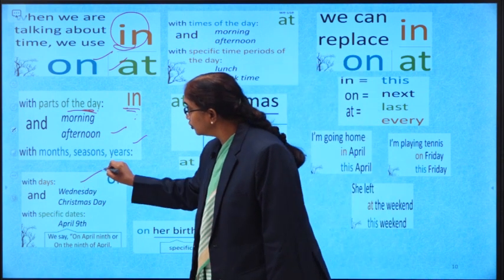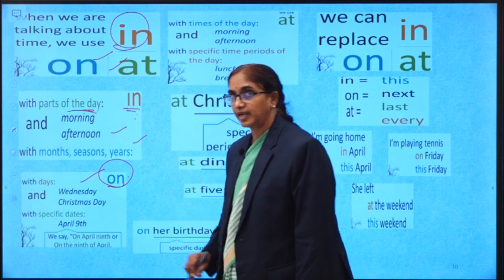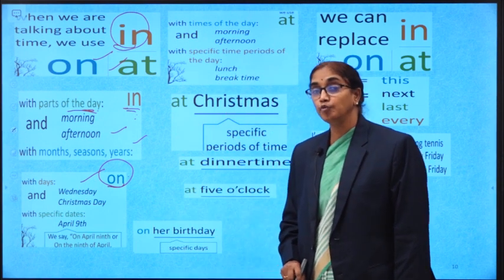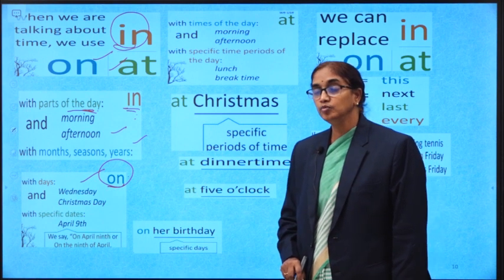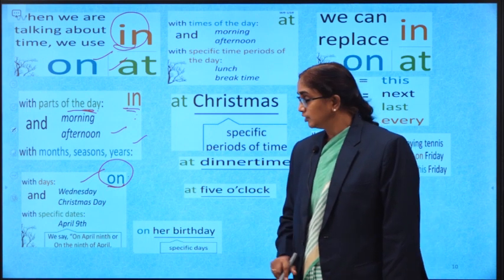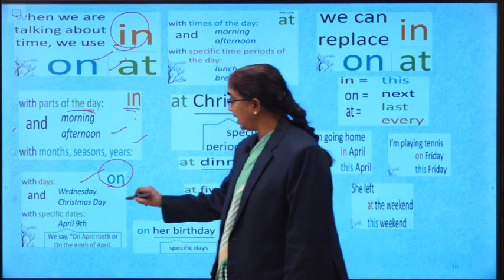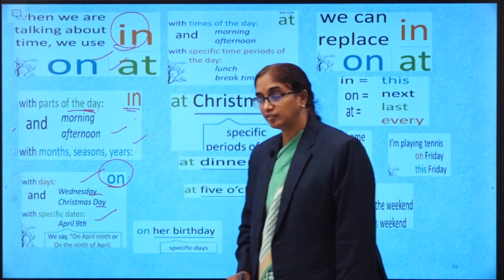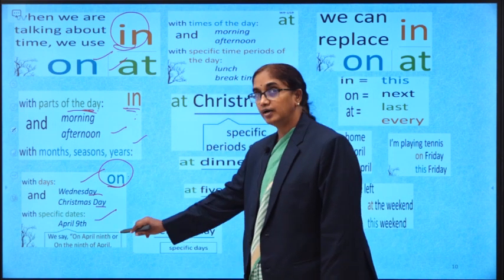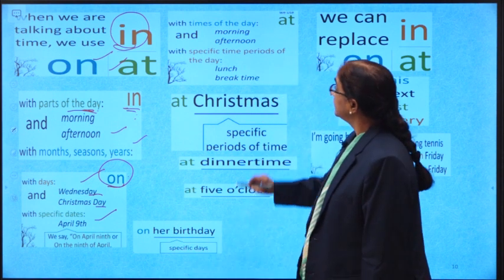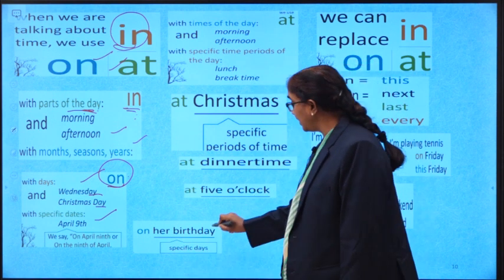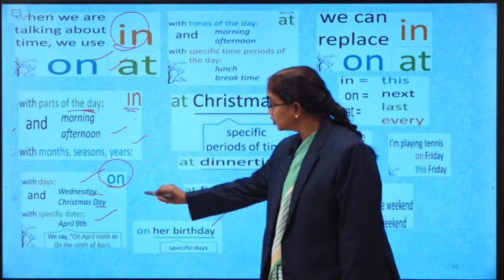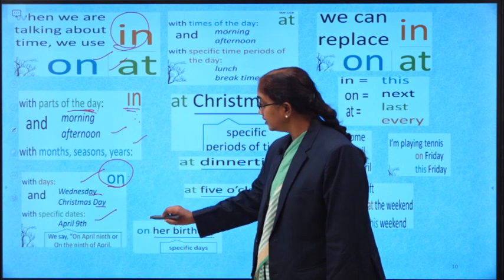So we can also use on to talk about time. How do we use on? On a specific day: I will meet you on Wednesday. I will meet you on Monday. To discuss this further, I will meet you on Christmas Day. Specific dates: I will meet you on the 9th of April. We use the preposition on. Or, I will wish her on her birthday. I will gift her a bicycle on her birthday. So, here we have used on, in, on.